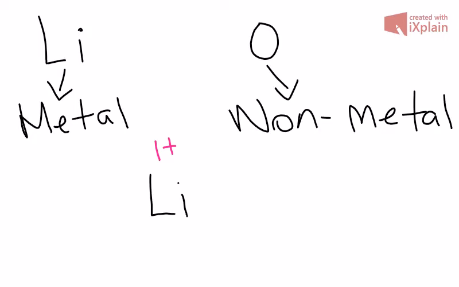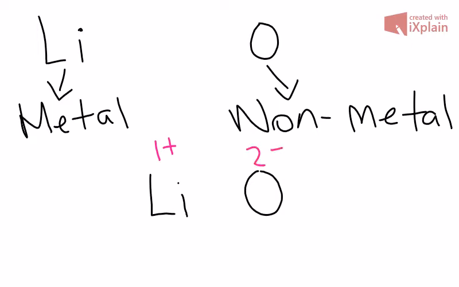So I'm going to start with lithium. I'm going to put the ionic charge on top. I'm going to do the same thing for oxygen. I'm going to write the symbol, and I'm going to include its ionic charge on top. Now, the ionic charge for oxygen is 2-. So I'm going to include that.